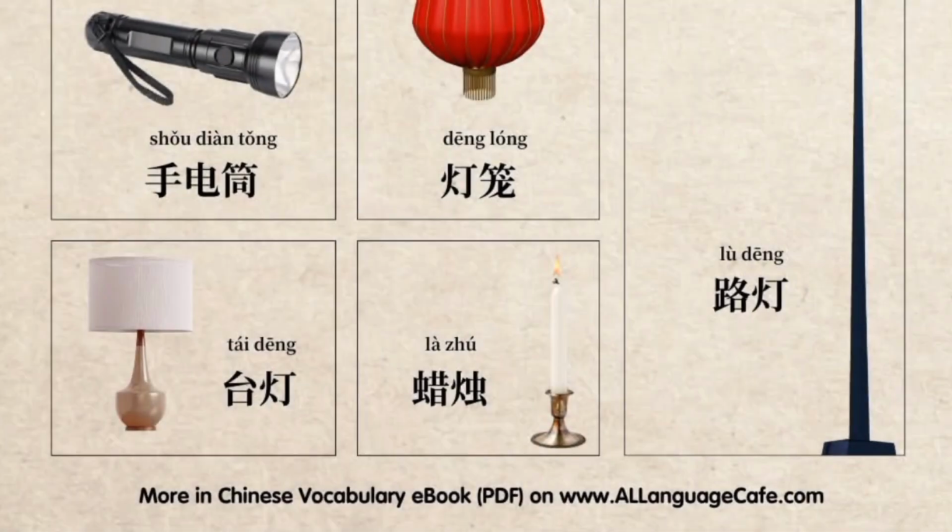Today, we're going to learn 6 common illumination devices in Chinese, with pronunciation, characters, and meaning. Let's begin.